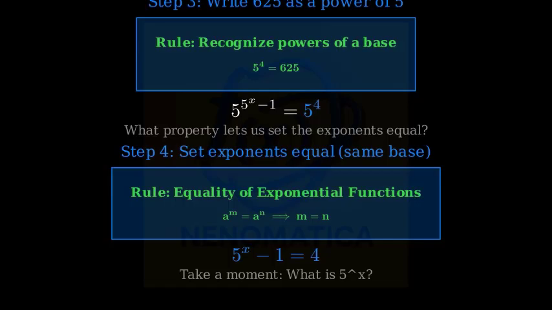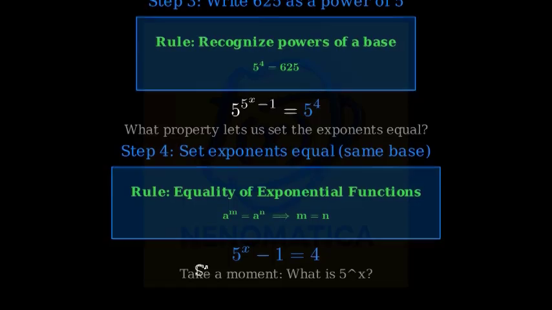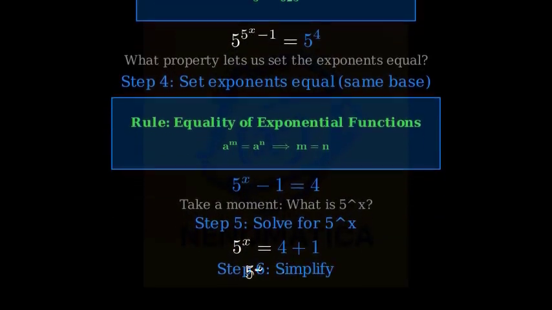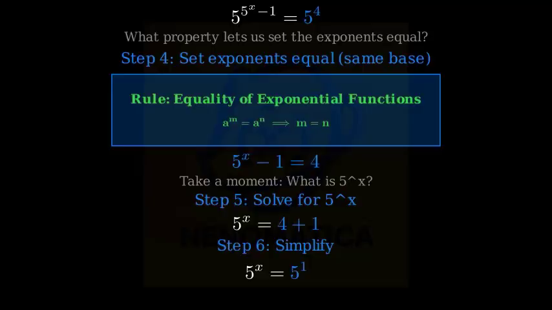We've successfully solved the equation. Let's review what we just did. We started with the equation 5 to the power of 5 to the x minus 1 plus 7 equals 632. We moved the constant term, subtracted.